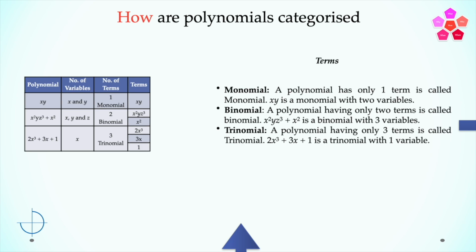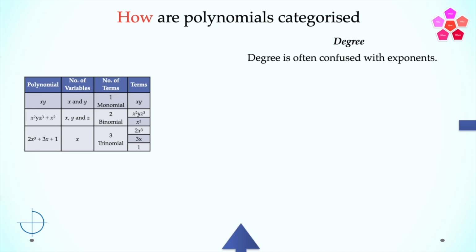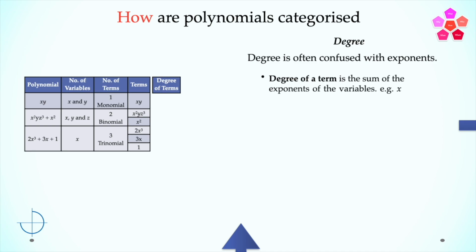Further categorization of polynomials can be done based on the degree. But what is a degree? Degree is often confused with exponents, but they are very different. To understand degree of a polynomial, we should know how to arrive at the degree of a term. Degree of a term is the sum of exponents of the variables. For example, x² has a degree 2, 3x²y² has a degree 4, and x²y³z³ has a degree 8.